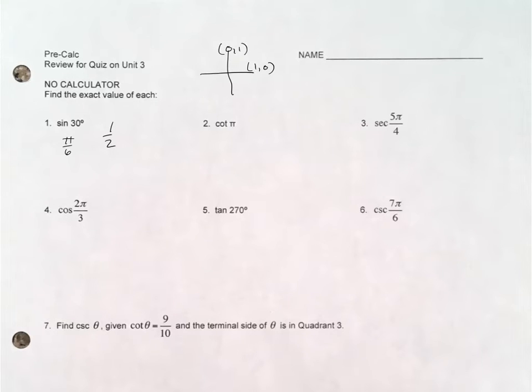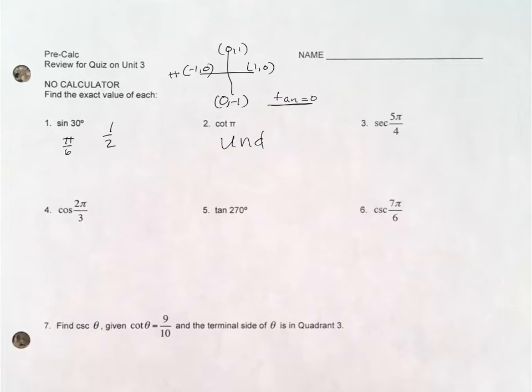If you need something to reference, you could use these points. Pi, as you know, is over here. This is slope, right? So the slope of this line, the tangent, is 0. When you flip over 0, you get undefined.